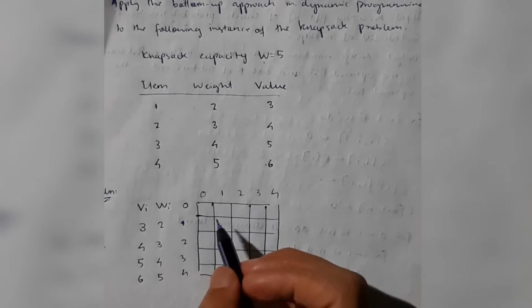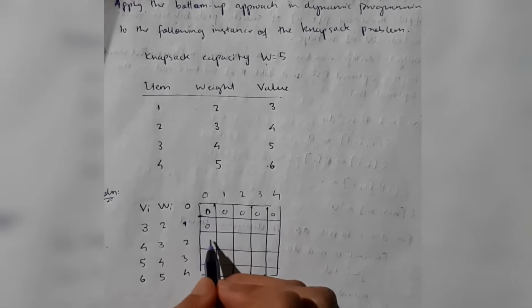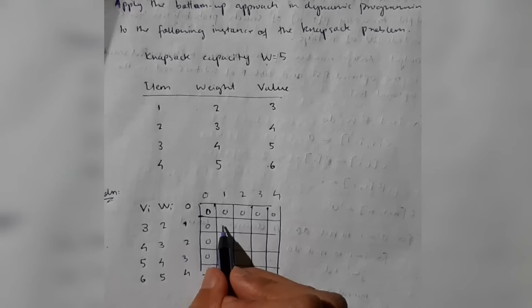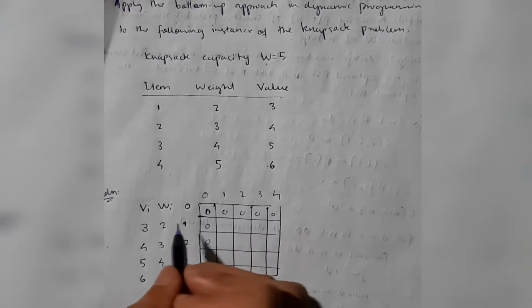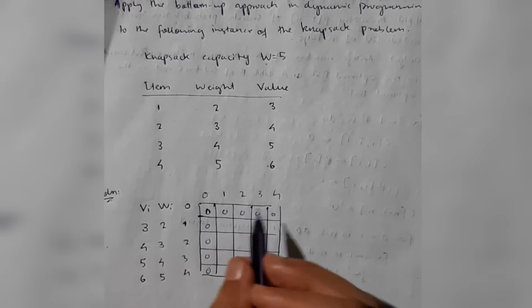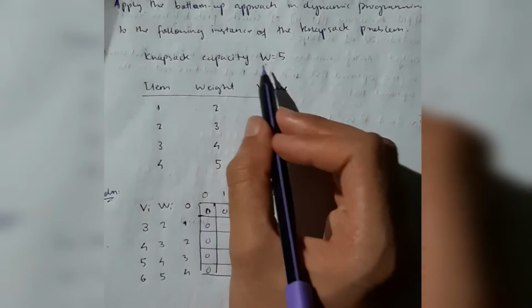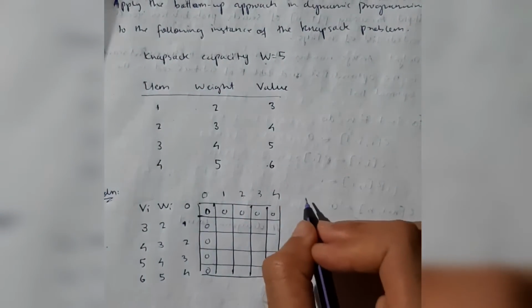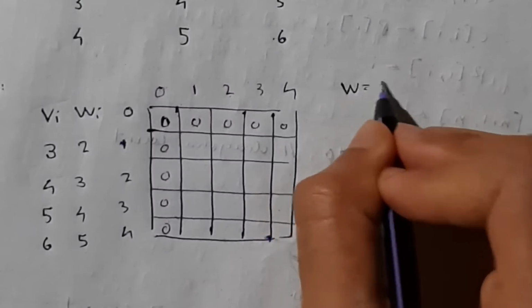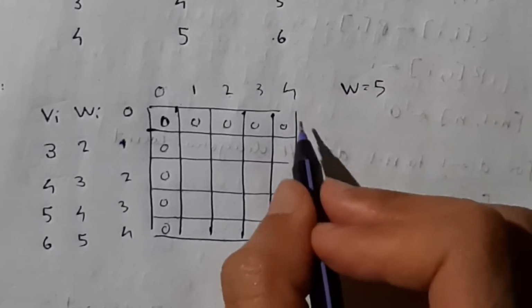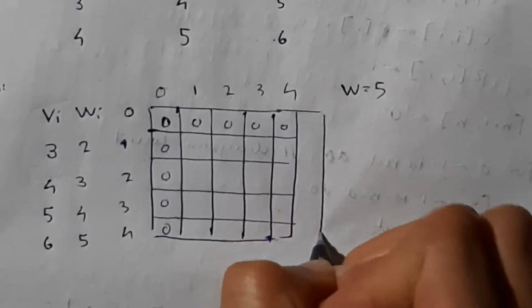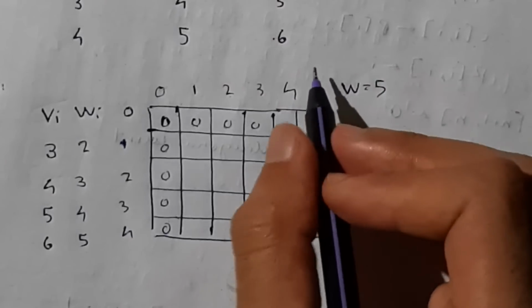After that, our next step is to fill the first row and the column with zeros, and we'll be continuing from here. Okay, now see, this is the weight, and we have been given with the weight 5. See here, the maximum capacity is 5 here, so we'll be writing maximum capacity as 5, and so for that we'll have another column here till 5.